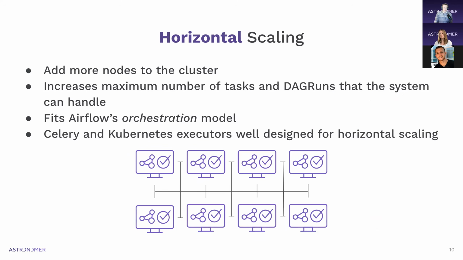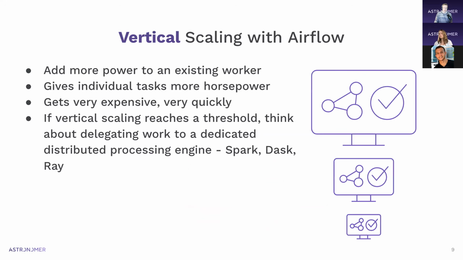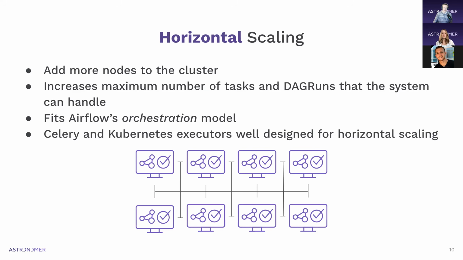In Airflow, and also really in any system, this means adding more nodes to your cluster. As we can see with this diagram here, comparing this to the last picture, I'm going to go back real quick. This would be a transition of a single node scaling up on the right there. And then we can see down below, we have all these different nodes and the connections between them. So we're adding nodes to our cluster. This increases the maximum number of tasks and DAG runs that the system can handle.